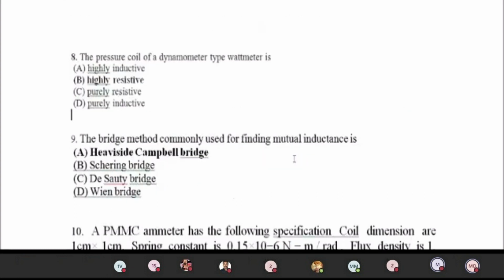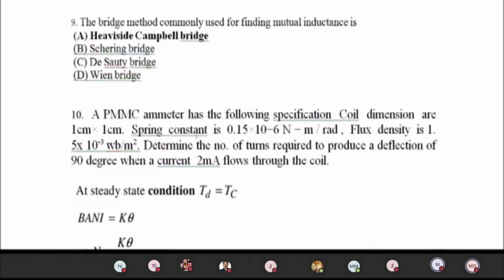And again a direct answer. Direct question with answer. The pressure coil of a dynamometer type wattmeter is highly resistive. You just have to remember these answers. If you know the logic, you can give the answer easily. And the 9th question is also a direct question. The bridge method commonly used for finding mutual inductance is the Heaviside Campbell bridge.